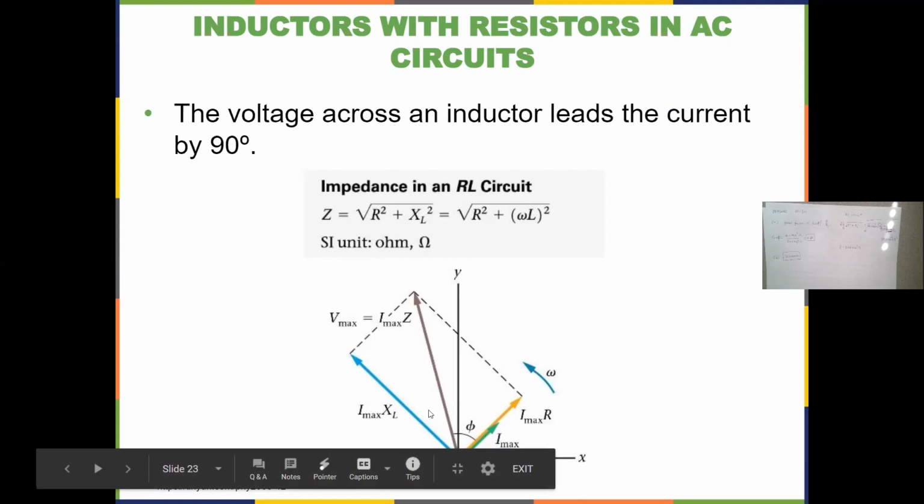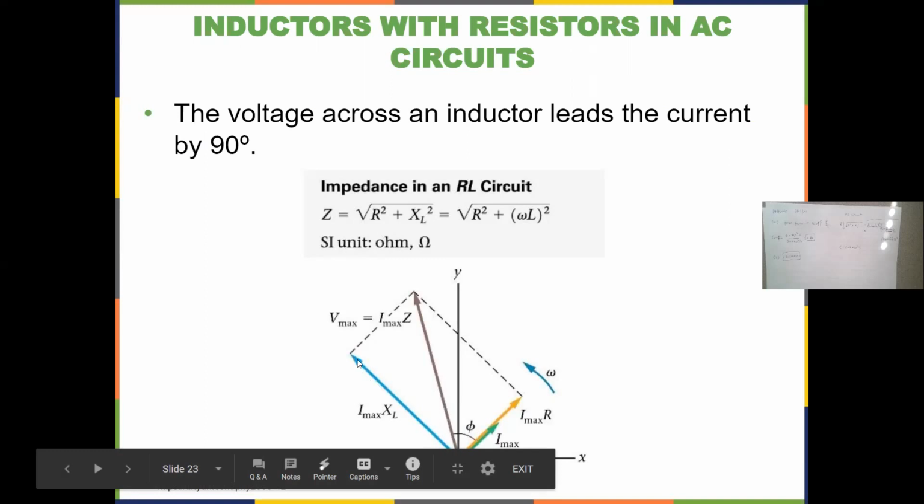However, the voltage phasor is different because voltage leads the current by 90 degrees. So you are ahead by 90 degrees in that case because your omega is going in that way. So your voltage is over here. You can see again the voltage phasor on the inductor and the voltage phasor on the resistor, they are having an angle of 90 degrees, right?